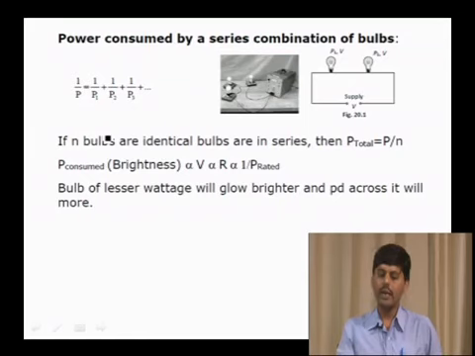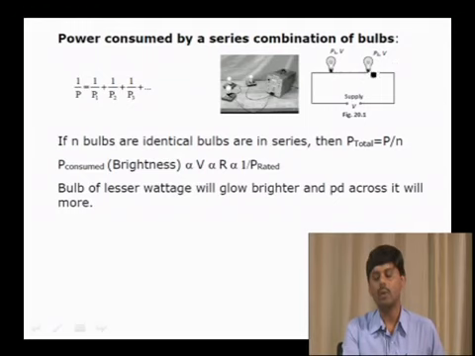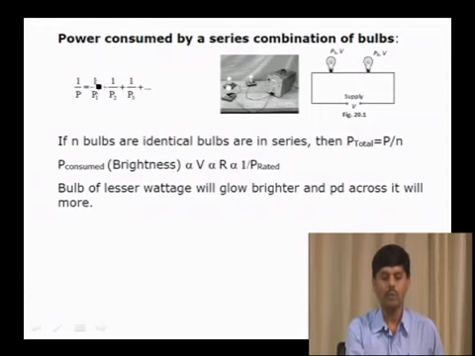Power consumed by a series combination of bulbs. When bulbs are connected in series, take two different bulbs of equal voltage rating, 60 watt 220 volts and 40 watt 220 volts, connected in series to the supply. We are going to calculate the power of this combination. For a series combination, 1 by P is equal to 1 by P1 plus 1 by P2 plus 1 by P3, like this. This is the total power for the series combination.